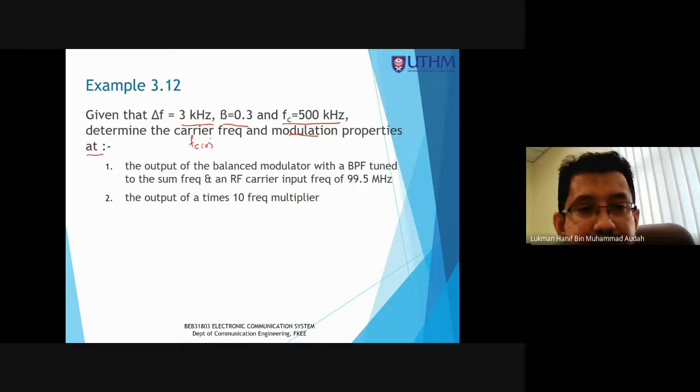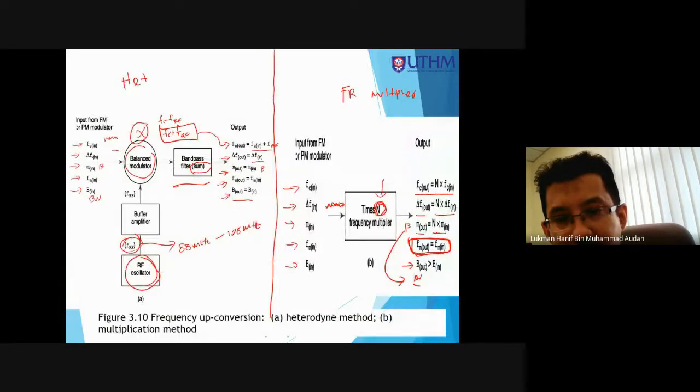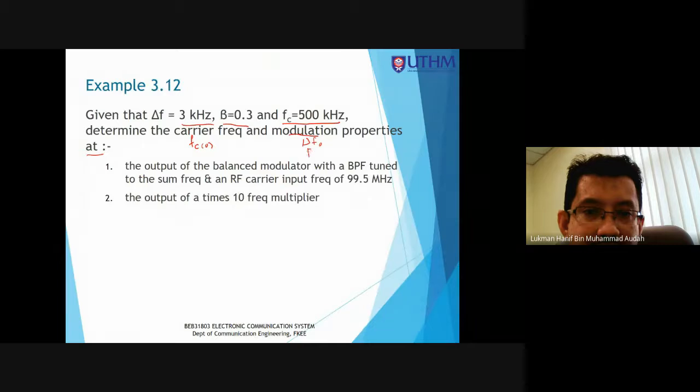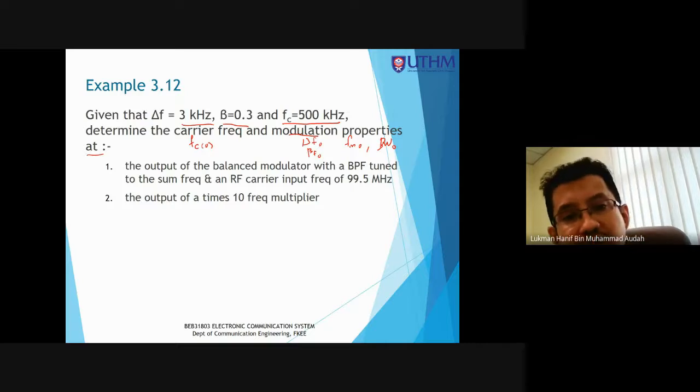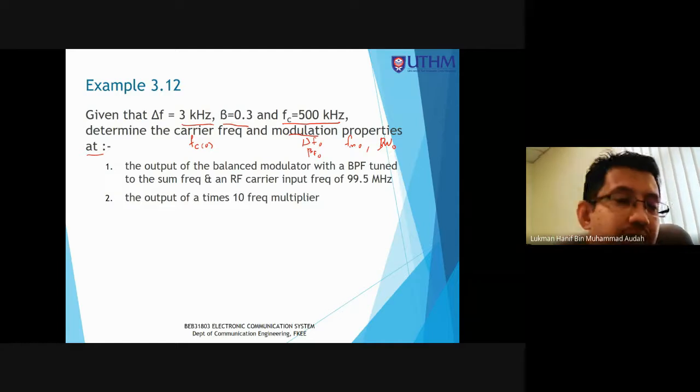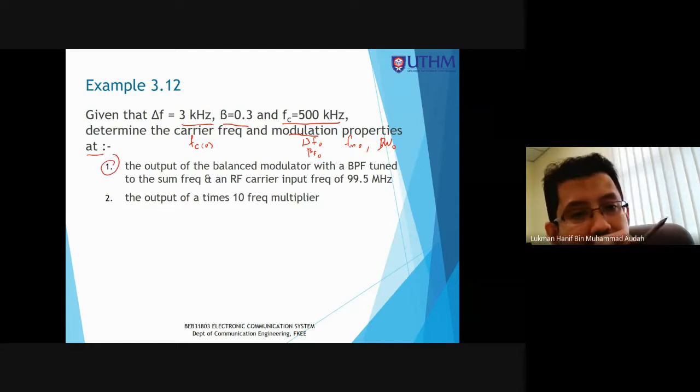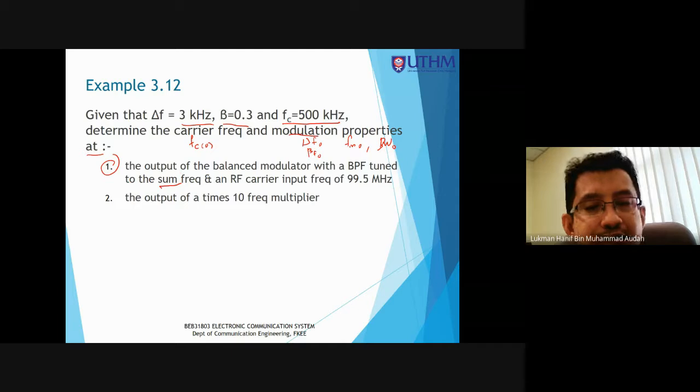FC out. And also other modulation parameters: determine the delta F out, determine beta F out, FM out. You can also determine the bandwidth out. Okay. Using what? Using heterodyning process and also using the multiplier process. So the first question, determine the output of the balanced modulator with bandpass filter tuned to the sum frequency.